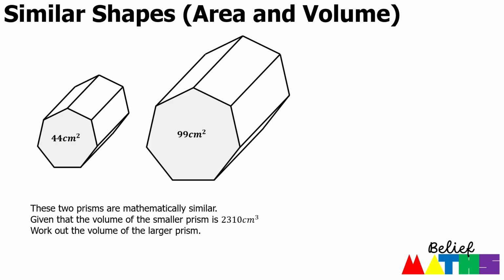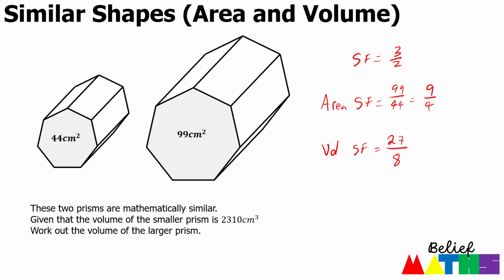So we can work out, in this case, the area scale factor because we're given the two areas. I like to do big over small, so that's 99 over 44. Which simplifies, we just stick in our calculator, to 9 over 4. I like to leave it in fractions, it makes it easier. So therefore our standard scale factor is going to be the square root of that. Now the square root of 9 over 4 is 3 over 2. And the final scale factor we can use is what's called a volume scale factor. Now the volume scale factor is just your normal scale factor cubed. So 3 cubed is 27, and 2 cubed is 8.